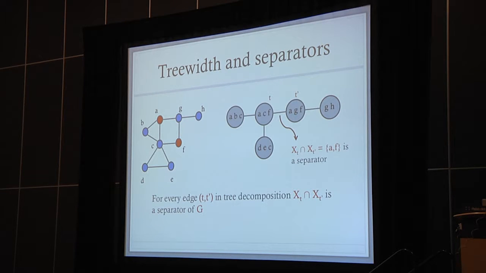So how do we see that, if the tree width is in this sense k, then you can decompose the graph using separators of size k? Okay, to understand that, let's look at the tree decomposition of width k. I want to claim that if you look at any edge of this tree and look at the bags at the end nodes of this edge, then their intersection is actually a separator of the graph.